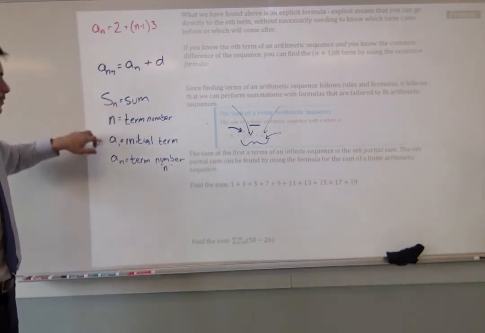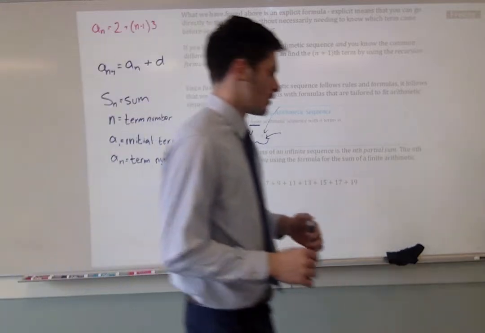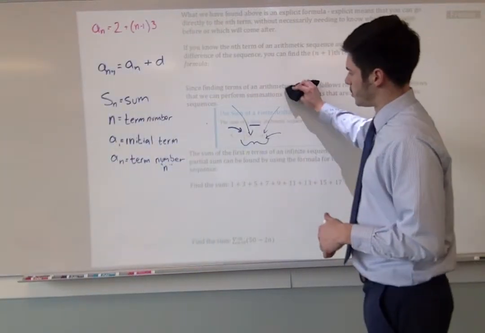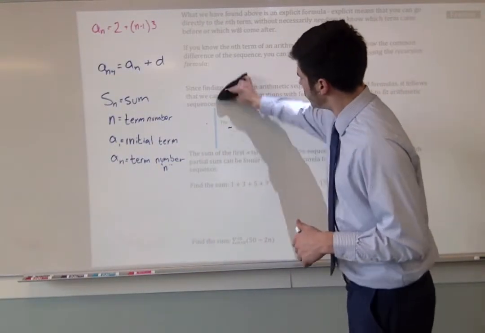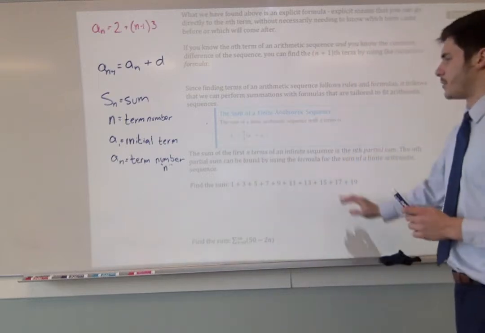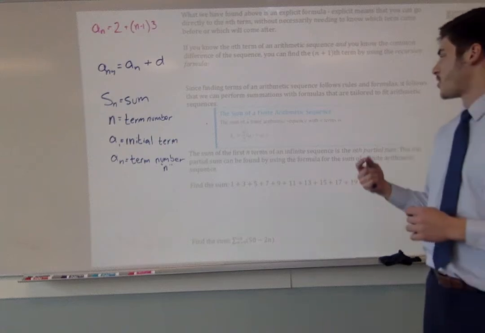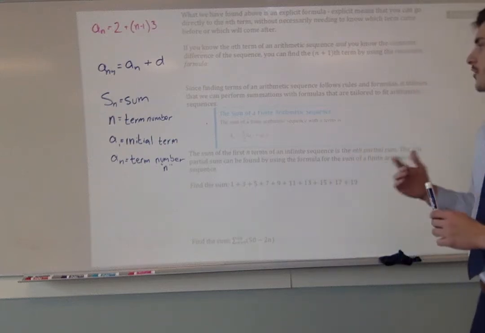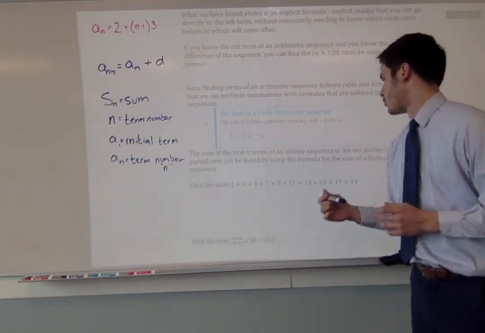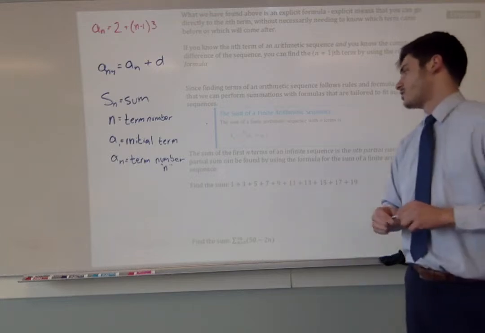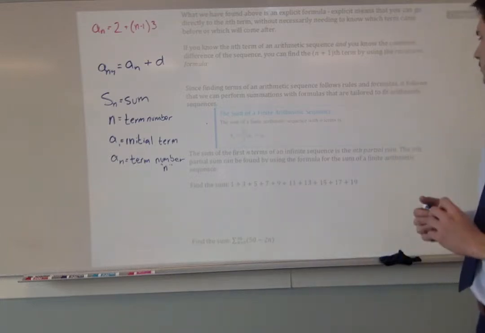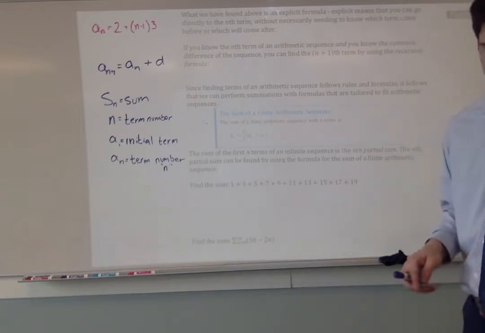And here's what those variables would stand for. So let me erase all this jazz, and let's try finding the sum here. So the sum of the first n terms of an infinite sequence is the nth partial sum. The nth partial sum can be found by using the formula for the sum of a finite arithmetic sequence. So we'll find the sum of the first example right here.